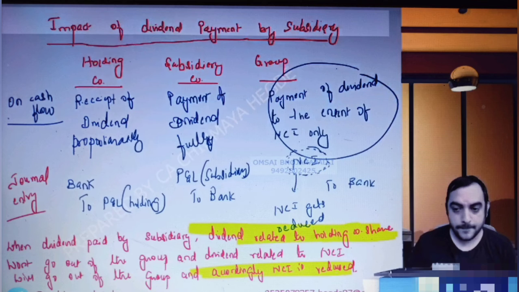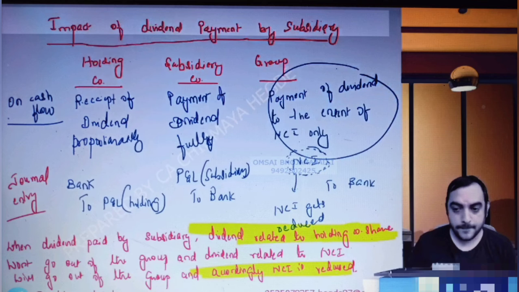Now what entry should the group pass? It is to bank, because money is going out. But which amount? What will be the debit? We just discussed. In group books, to bank, correct, the debit will be NCI. NCI will be debited, which means NCI gets reduced to that extent.